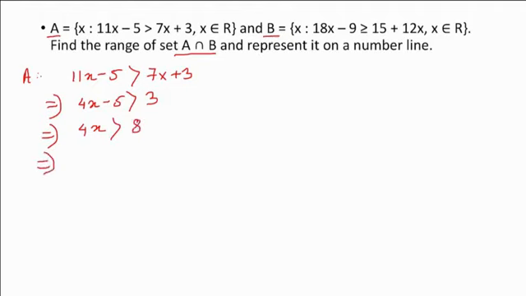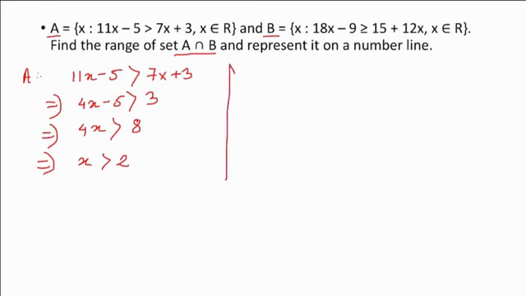Now to get the value of x, we need to divide both sides of this inequation by the coefficient of x. So we divide both sides by 4, and since we are dividing by a positive number, the sign of the inequation does not change. So x is greater than 8 over 4, that is 2. So we get x is greater than 2.